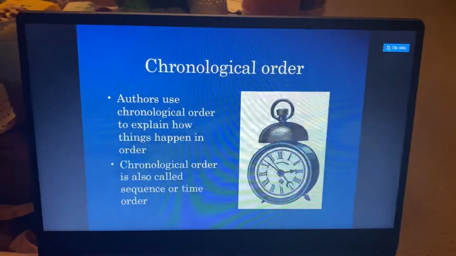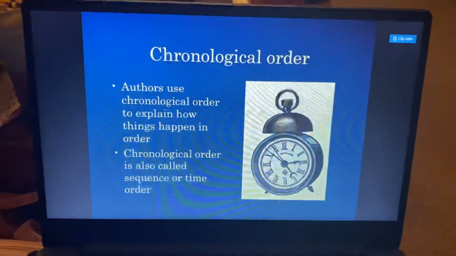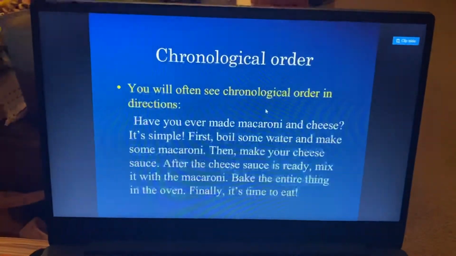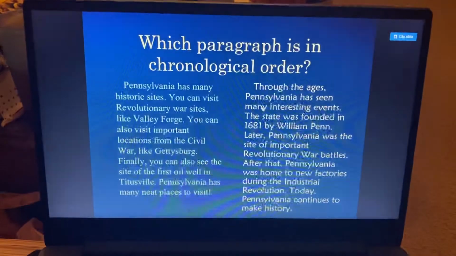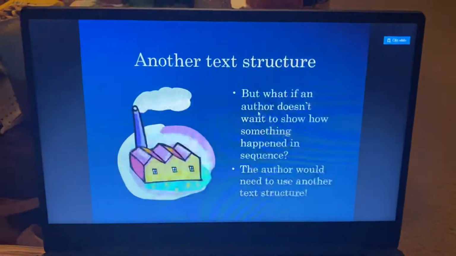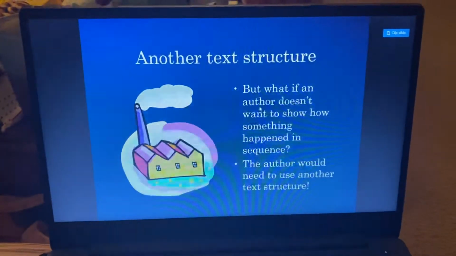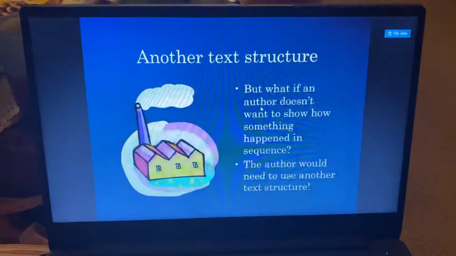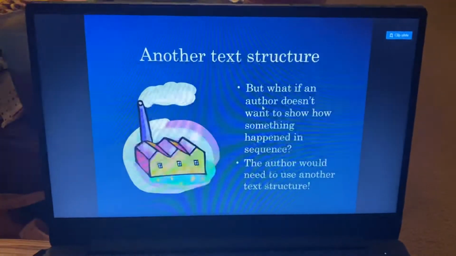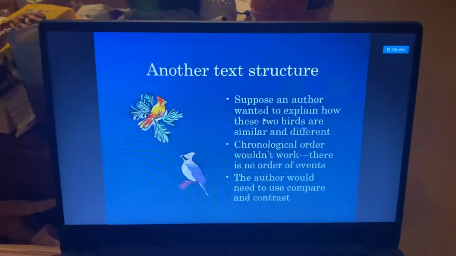Well, yesterday we looked at chronological order, the order in which things happen. But we're going to move on to our next text structure. If an author doesn't want to show how something happens in sequence, the author would need to use, of course, a different kind of text structure.